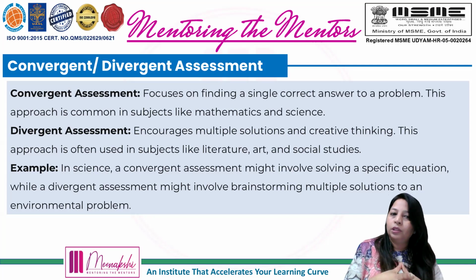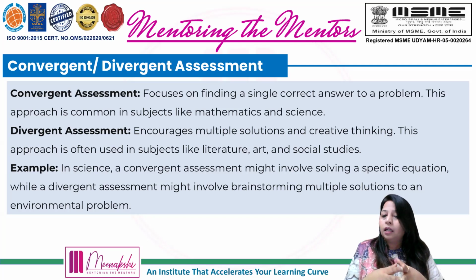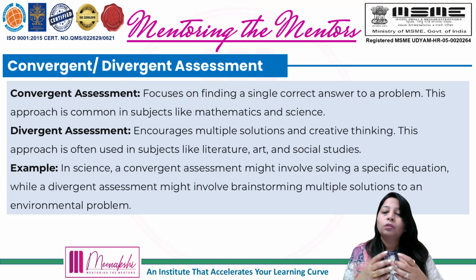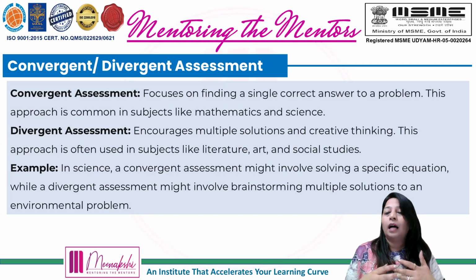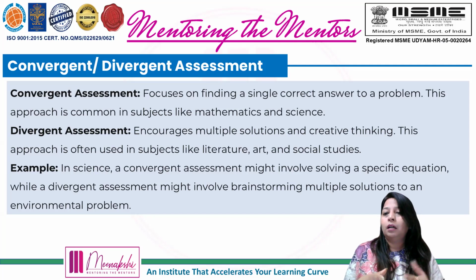And if we talk about divergent assessment, it encourages multiple solutions. It talks about creativity. We talk about higher order thinking skills in literature, in arts, in social studies, where we want the students to come up with various ideas, right? We want them to exhibit their creative skills. For example, even in science, a convergent assessment might involve solving a particular equation, labeling, or balancing the equation that has been given to them.